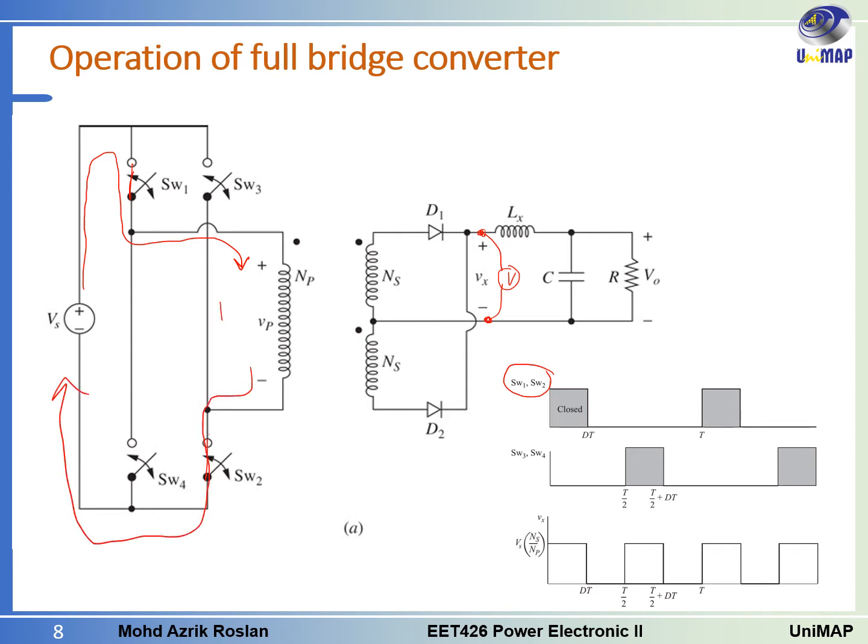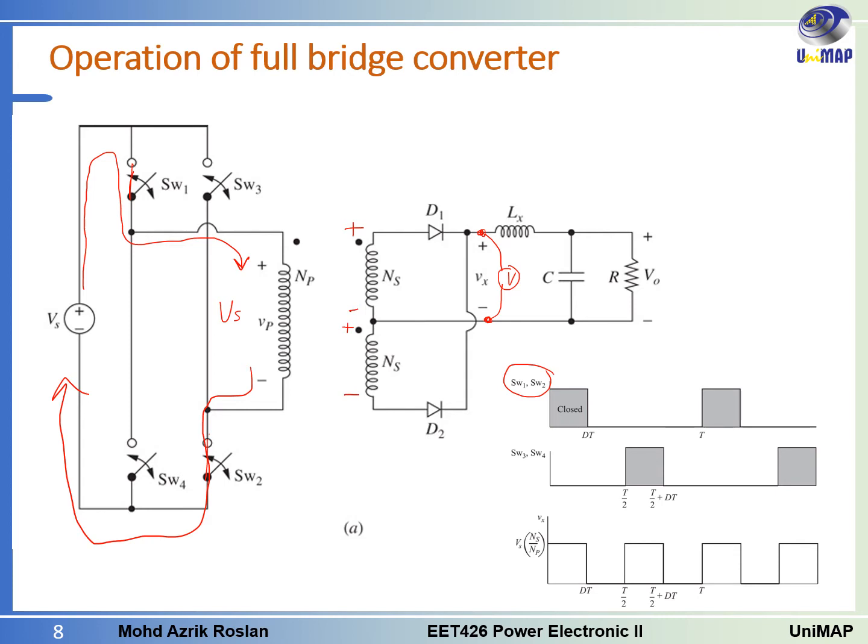Okay, we receive Vs at this point. And then because this is positive, the current flows from here. So at this point, the dot point will be positive. This is positive, and this one negative, negative. So this one will turn on.